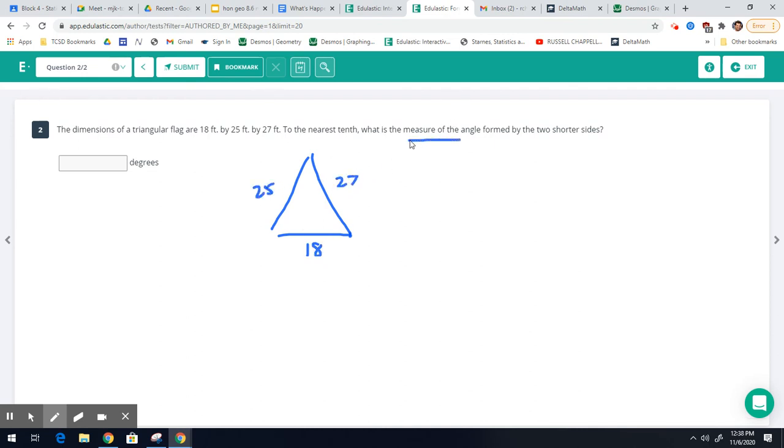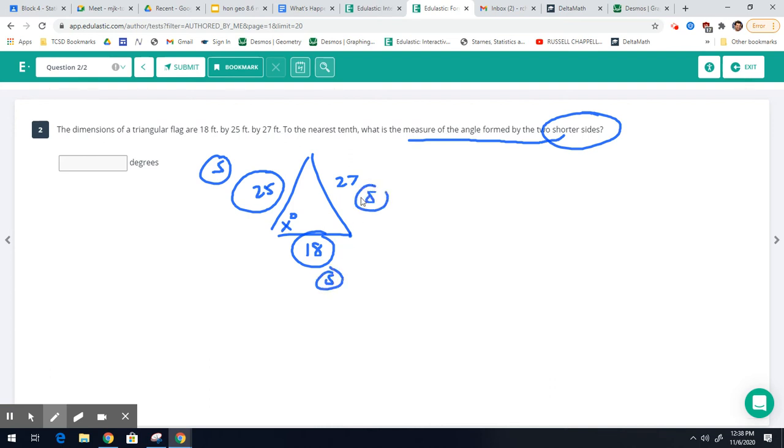So it says, what is the measure of the angle formed by the two shorter sides? So 25 and 18 are the shorter sides. So this is my angle, call it X degrees. This is the side, side, side case. So we can use the law of cosines, but we'll have to use the inverse cosine eventually. So 27 is my side opposite of this angle, so 27 has to go by itself. 27 squared equals, the other two sides, it doesn't matter, 18 squared plus 25 squared minus 2 times 18 times 25 cosine of X.